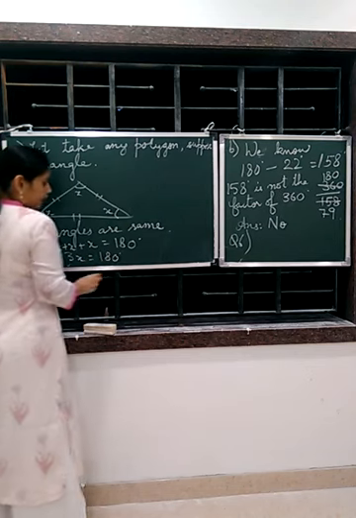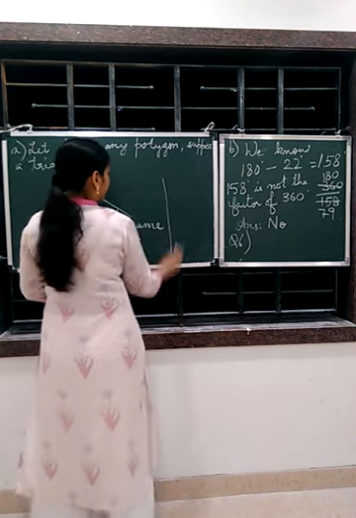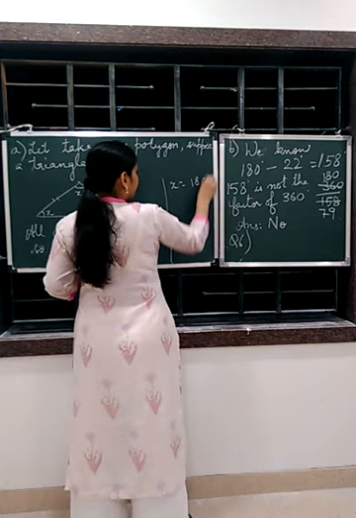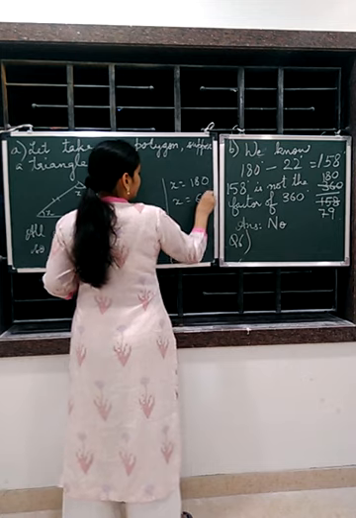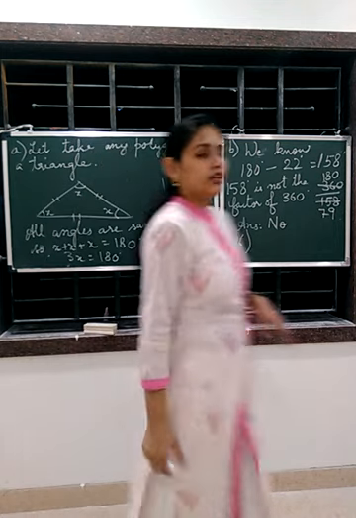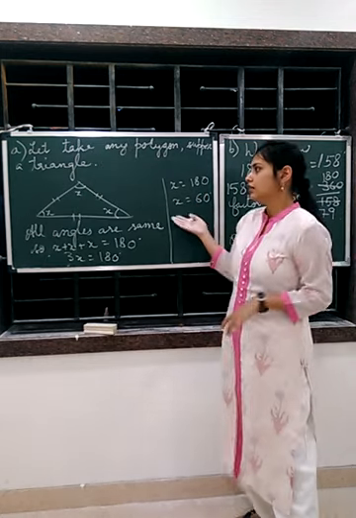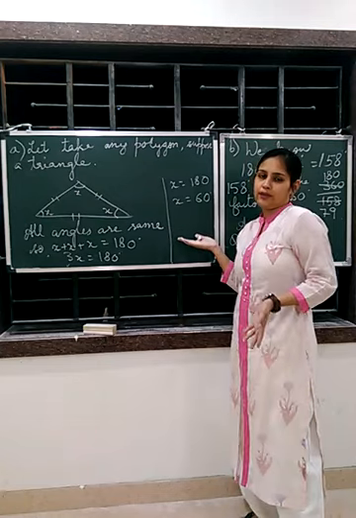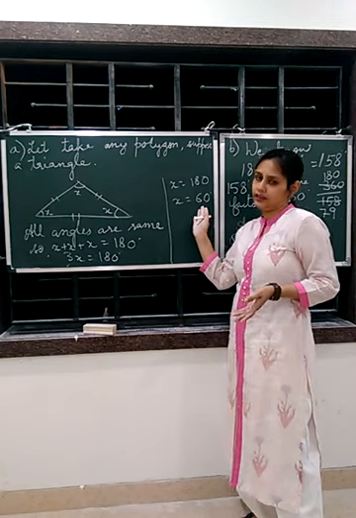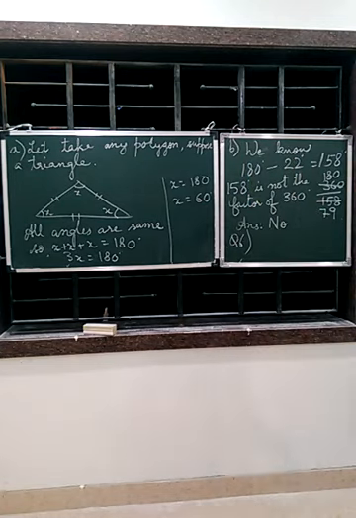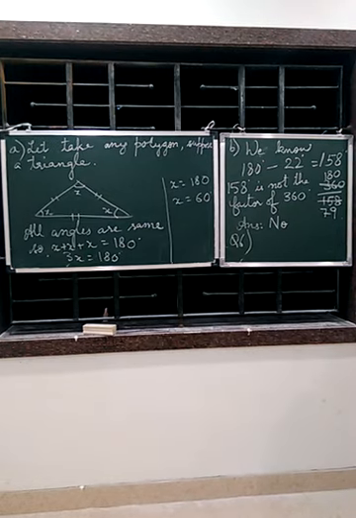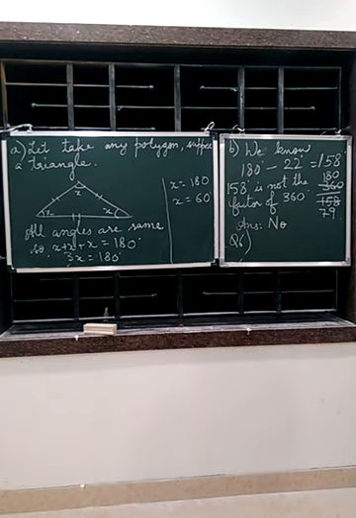180 degree, and x is equal to 180 by 3, which is equal to 60 degree. Okay, you can take it for a quadrilateral, you take it for a pentagon, hexagon, everywhere you will get the answer. Okay, so this is A. Now there is B also again.